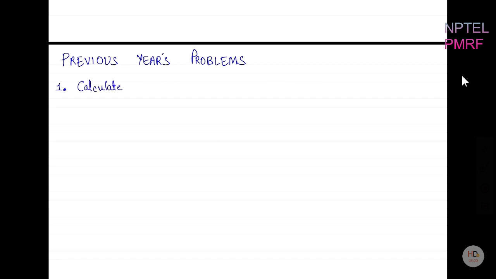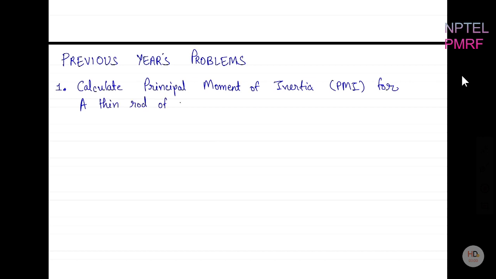Calculate the principal moment of inertia, right? The PMI for short. The first one is a thin rod of mass m and length L. Okay, let me call it capital L. So what we have is a very thin rod.